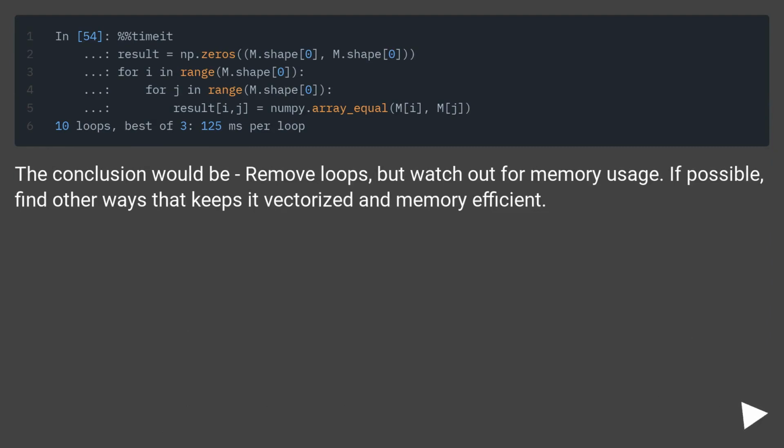The conclusion would be: remove loops, but watch out for memory usage. If possible, find other ways that keep it vectorized and memory efficient.